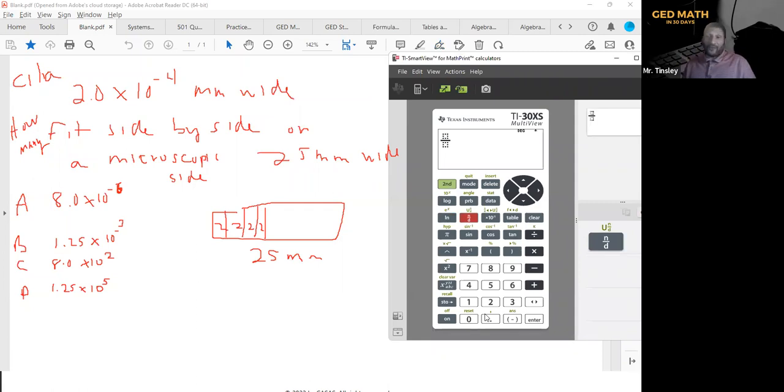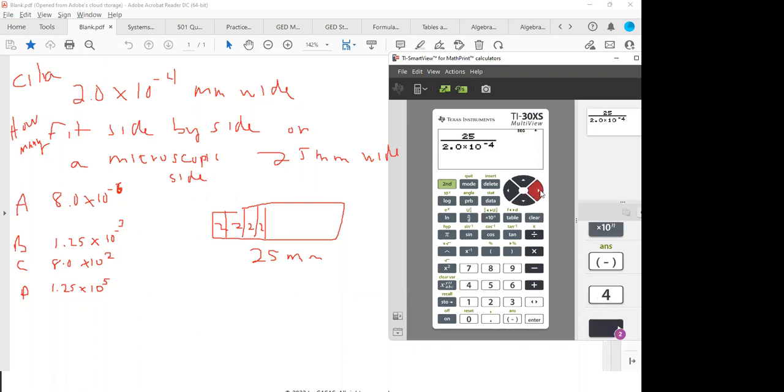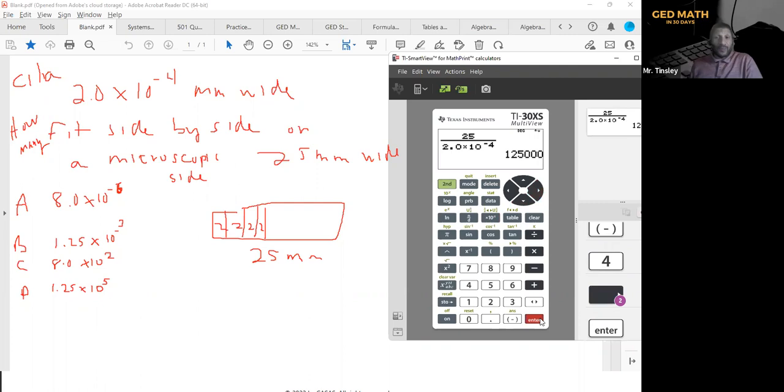So instead of 25 divided by 2, I'm going to say 25 divided by 2.0 times 10 to the negative 4th. Get out of my fraction by hitting my right arrow twice, press enter, and it tells me 125,000. Well, guess what? I'm looking at my multiple choice.